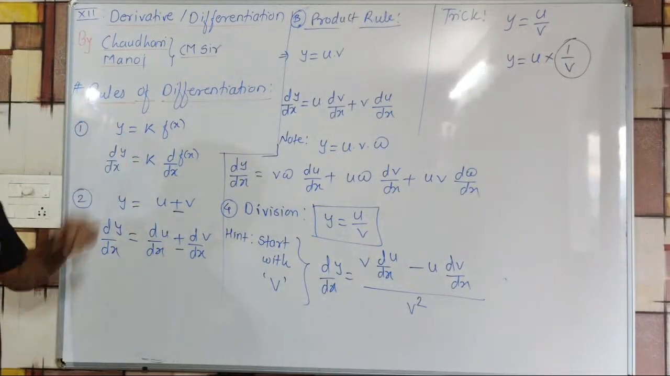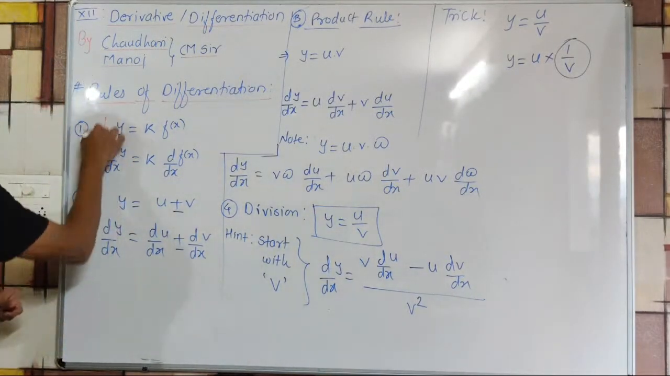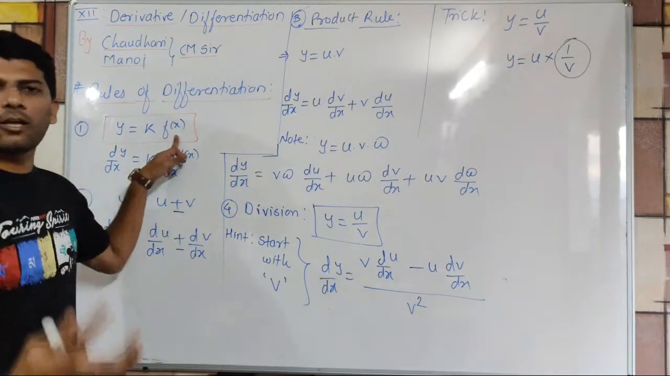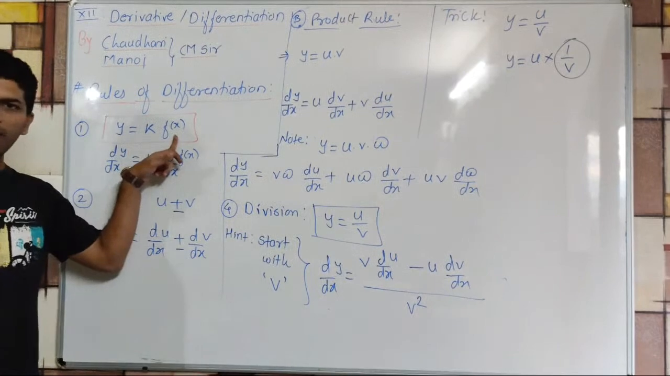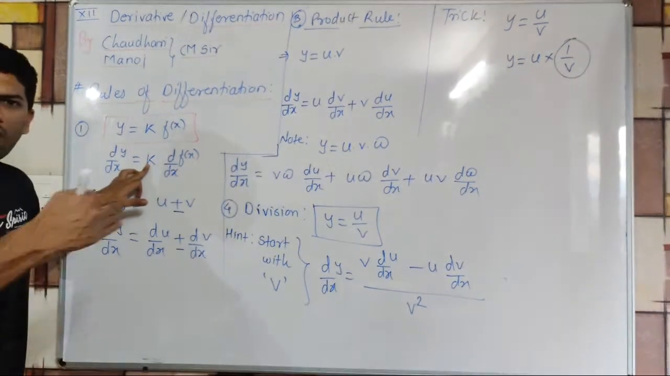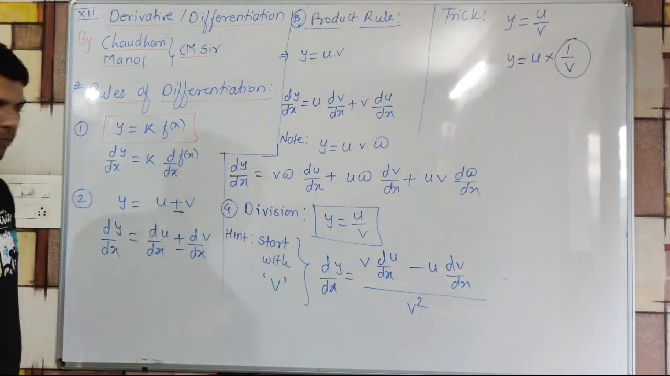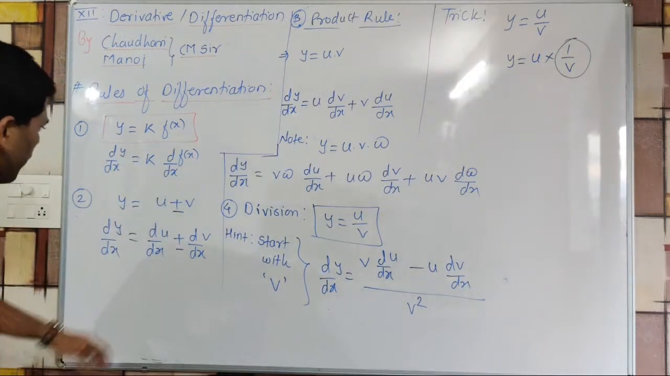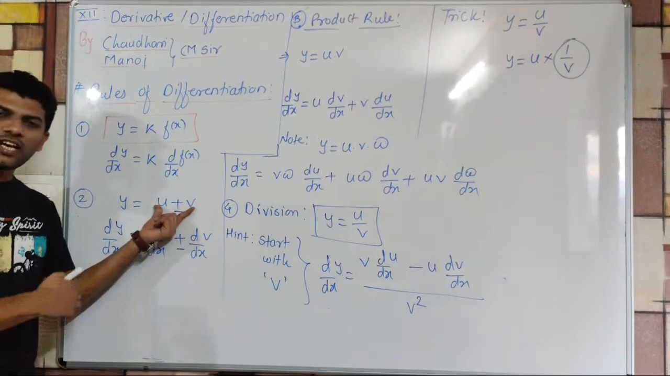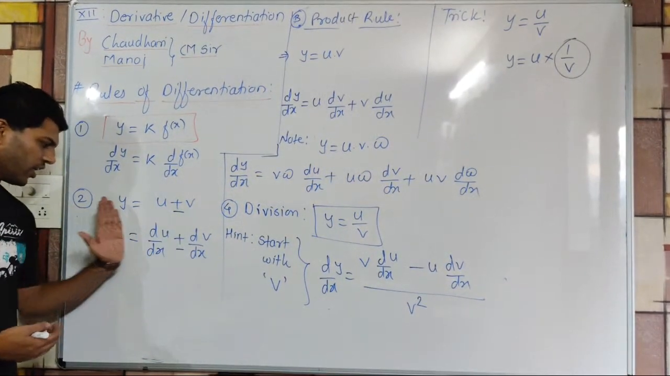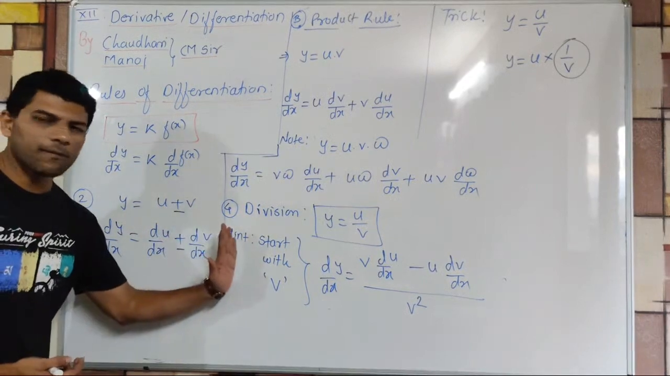So the first formula is, if it is y equal to k times f of x, if a constant is present in multiplication, then always do one thing, keep that constant outside the process of the derivative. This is the simple meaning of this formula. Okay, then the second one, if two different functions are in addition or subtraction, the process is simple. You have to differentiate every term separately.